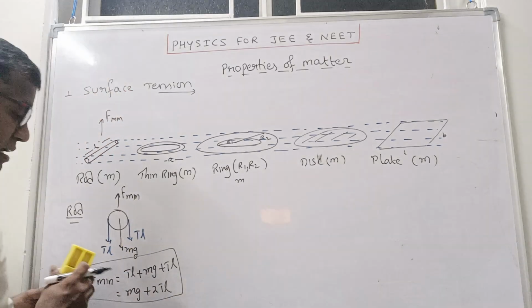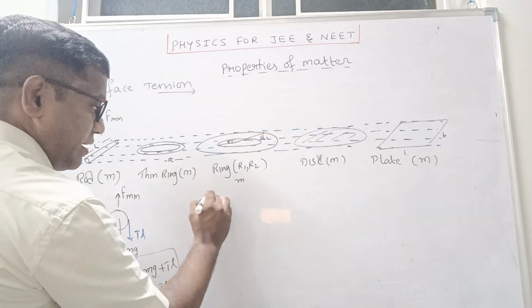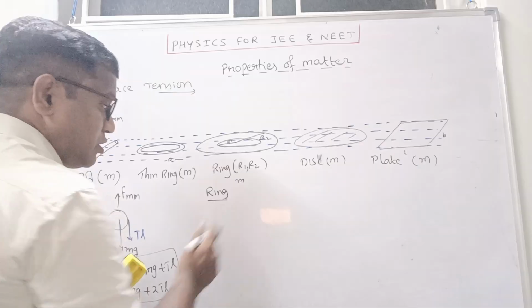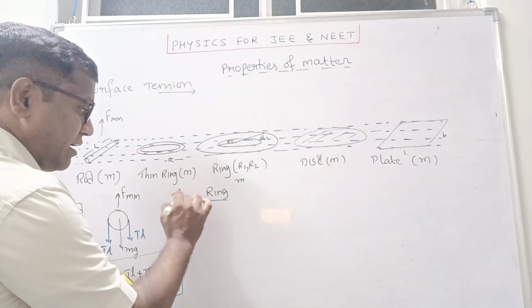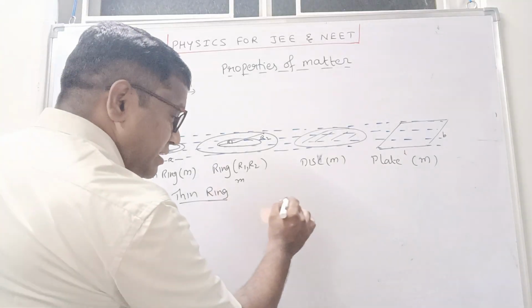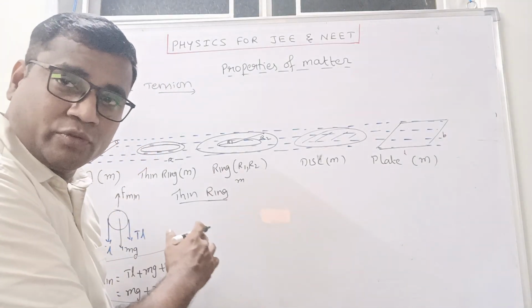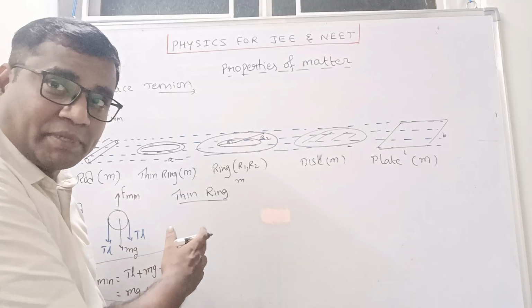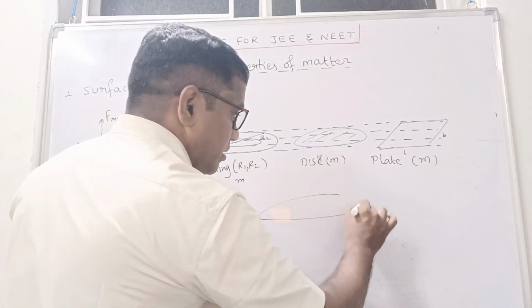Now see the second one. What is the second one? Second one is the ring. It is a thin ring, right? Thin ring I will write. So for the thin ring, I will draw it bigger here. After that I will write the expression, right? Here the thin ring is there.